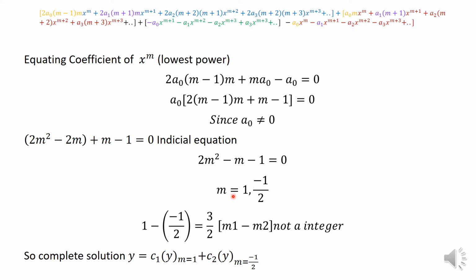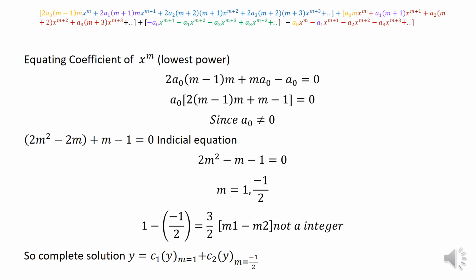Now, these roots are not equal. Also you can see here that the difference between these two roots is not an integer. It is 3 by 2, because this is m1, this is m2, right? Now if the roots differ by a non-integer, then the solution will be y equal to c1 y1 plus c2 y2, because two roots we have, m is equal to 1 and m is equal to minus 1 by 2. Same thing we are writing here.